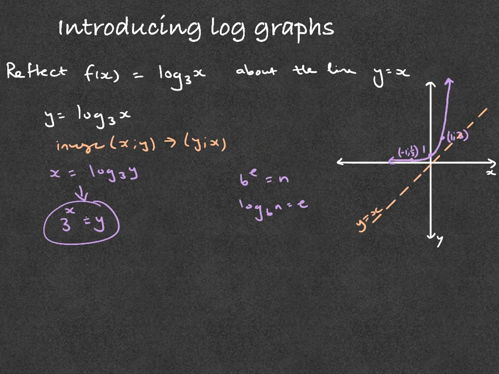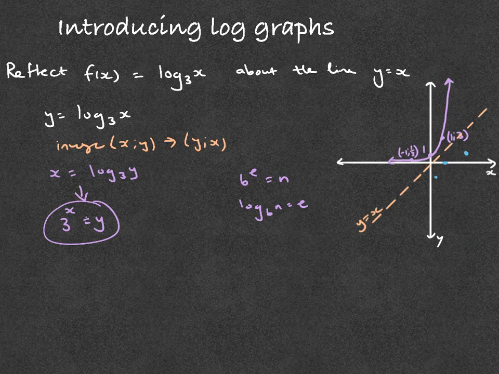Okay, so what happens if I reflect this exponential function about the line y is equal to x? So we have a couple of points there, (-1, 1/3), (0, 1), and (1, 3). So what's that going to become? Well, (1, 3) is going to become (3, 1), right? (0, 1) is going to become (1, 0), and (-1, 1/3) is going to become (1/3, -1). So what we've got is this graph, it's going to go that way.